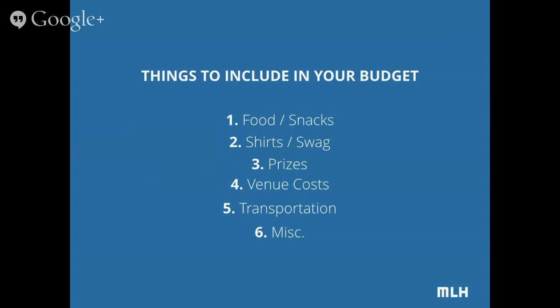So the first one is food and snacks. The next one is shirts and swag. The next one is prizes. The next one is venue. The 5th one is transportation, and the final one is miscellaneous. And we'll dive into what each of these means.